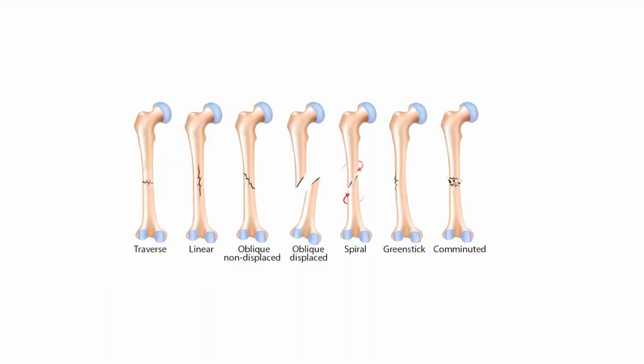These are the various fracture patterns. This is a transverse fracture, this is a linear fracture, this is oblique non-displaced fracture, this is oblique displaced fracture, this is a spiral fracture, this is a green stick fracture, and this is a comminuted fracture.